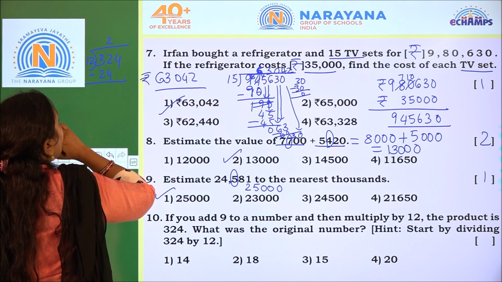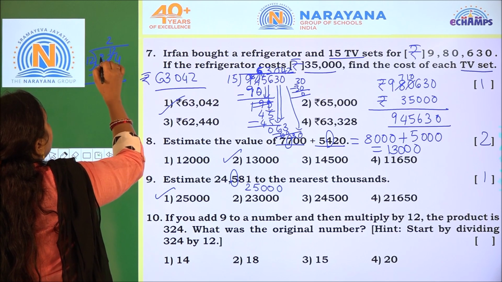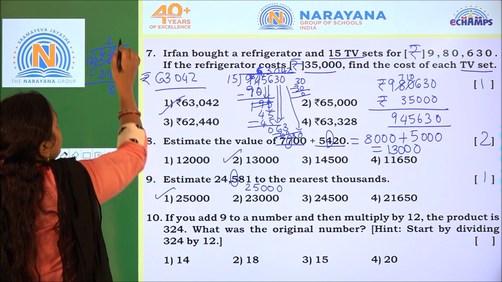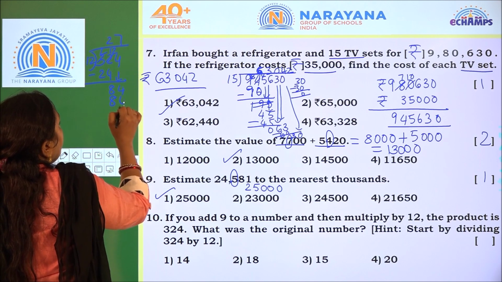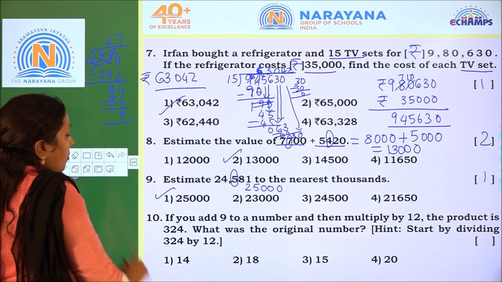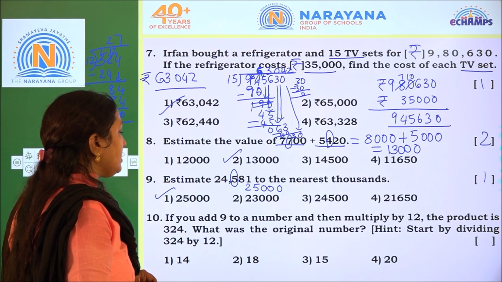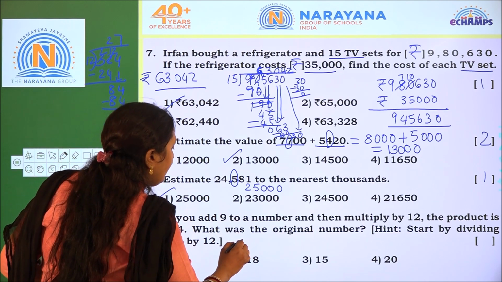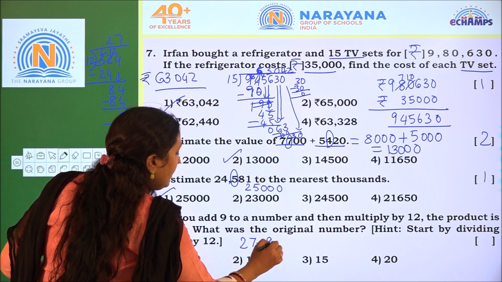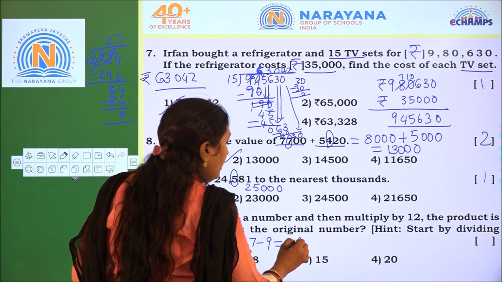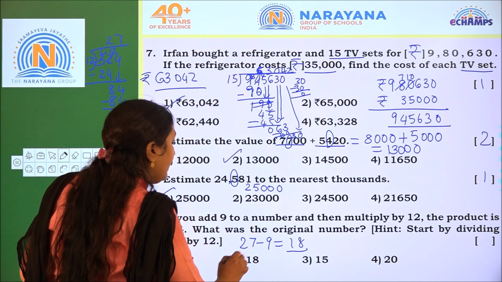Now 2 minus 4 we cannot. 2 will become 12. This will be 2. 12 minus 4 is 8. Now 4. 7 times 12 is 84. Okay, now what do we have to do? 27 we got. Then what do we have to subtract? 27 minus 9. What did you get? 18 is the answer. So the original number is 18.